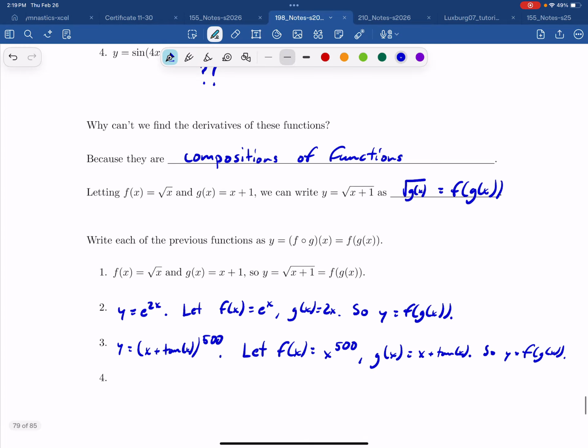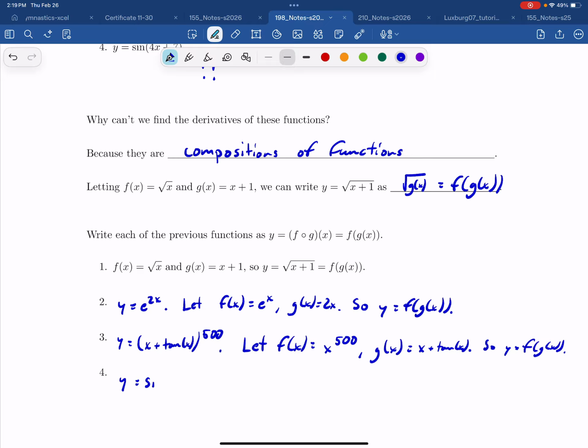And last but not least, y equals sine of 4x plus 7. So we're going to let f of x equal sine of x, and g of x equal 4x plus 7. And so again, y equals f of g of x. So these are all compositions of functions.